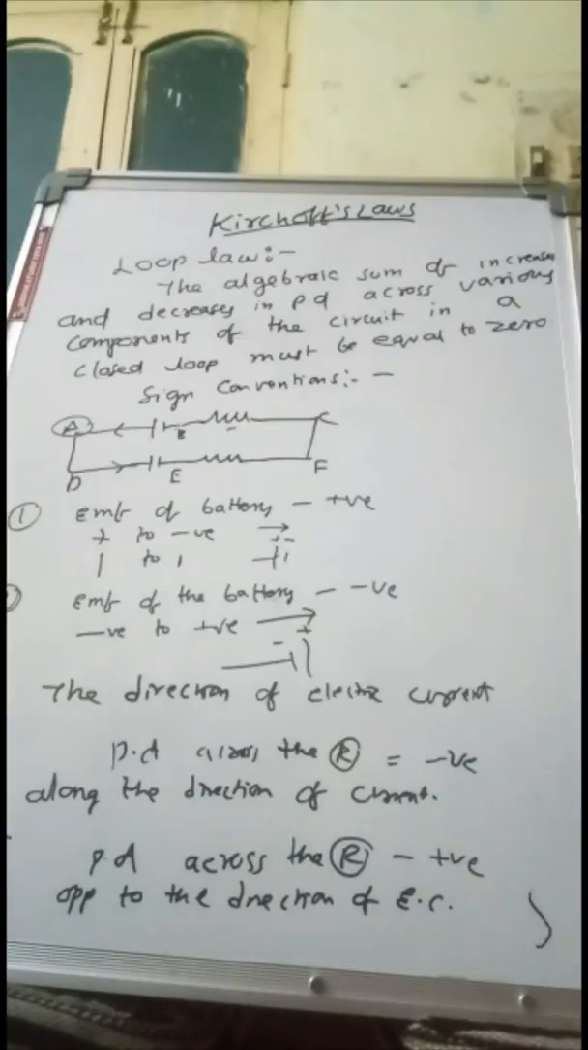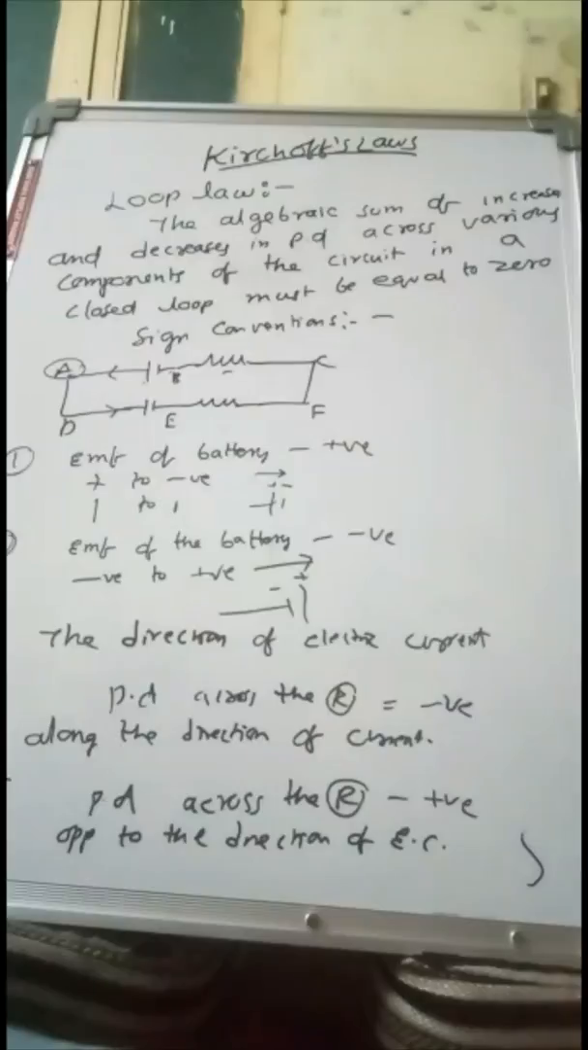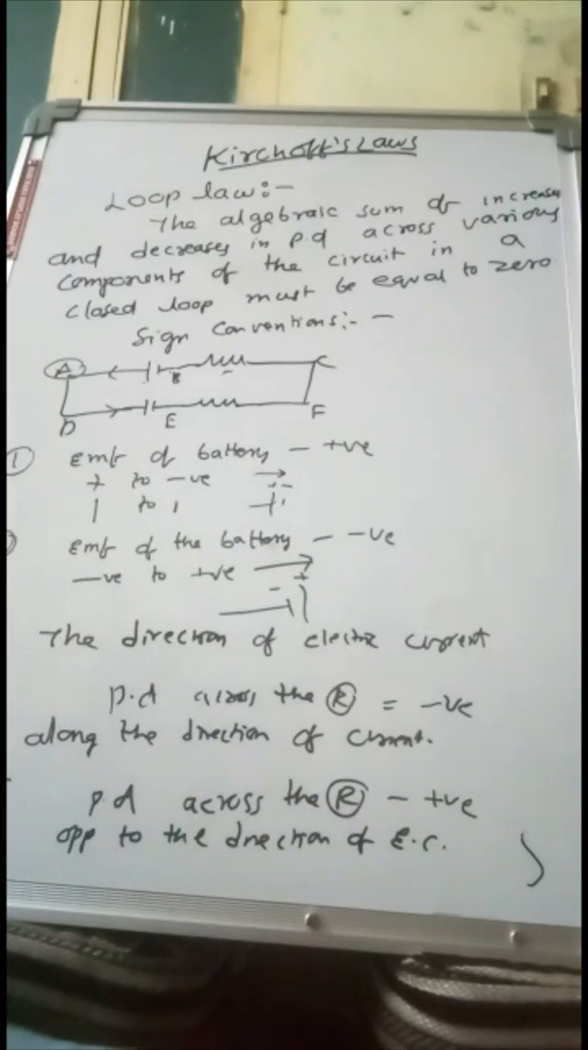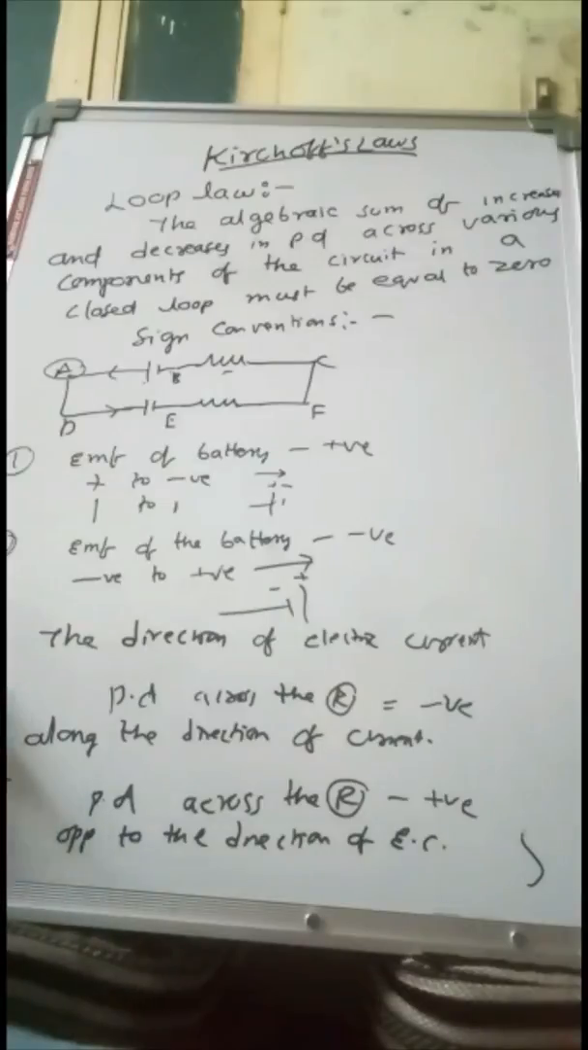So how to draw that loop? What is important here? First, the EMF of the battery is taken as positive when we are moving from positive to negative, like this. And the EMF of the battery is taken as negative when we move from negative to positive. And third, we have to apply the direction of electric current.